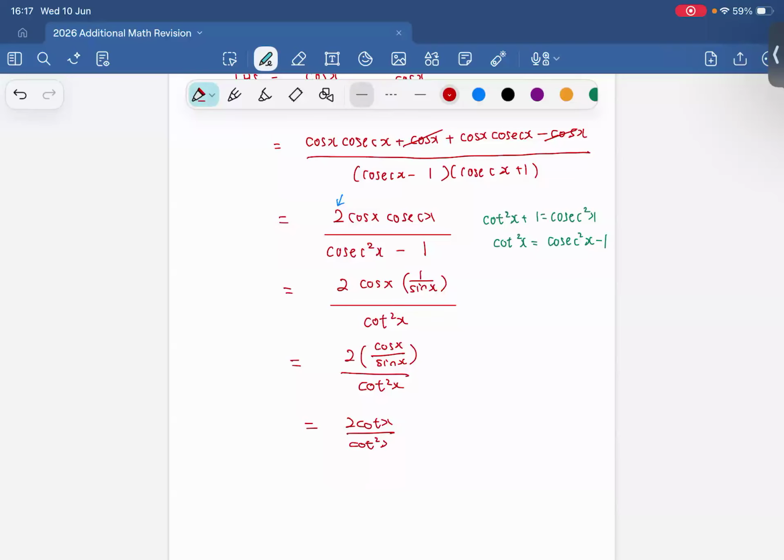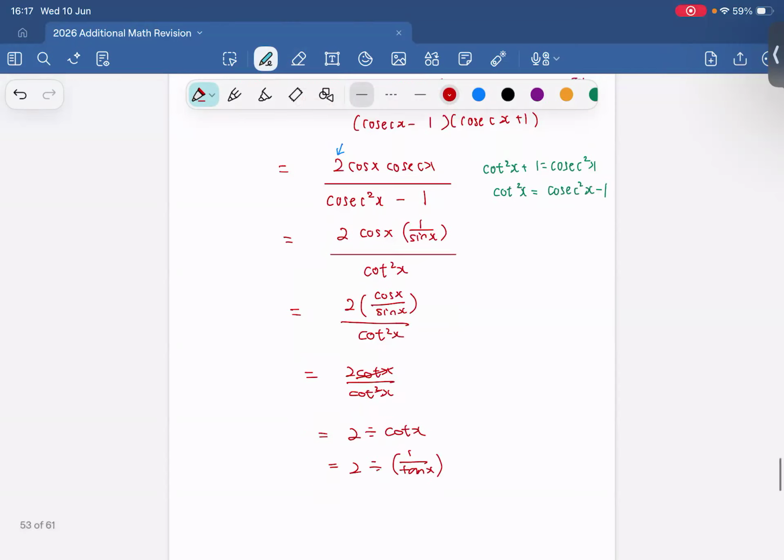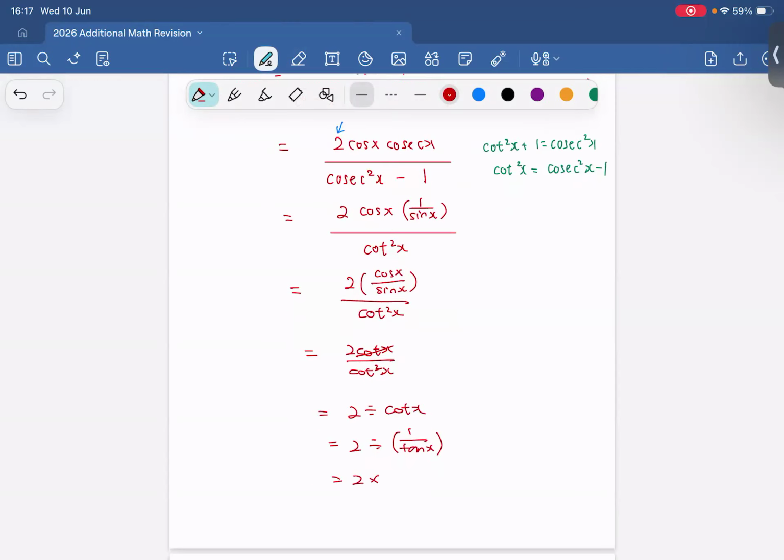So the cotangent x and the cotangent square can cancel. You get 2 divided by cotangent x. 2 divided by cotangent x is like 2 divided by 1 over tangent x. Then dividing changes to multiplying, so it becomes 2 times tangent x. That's how you get your 2 tangent x.